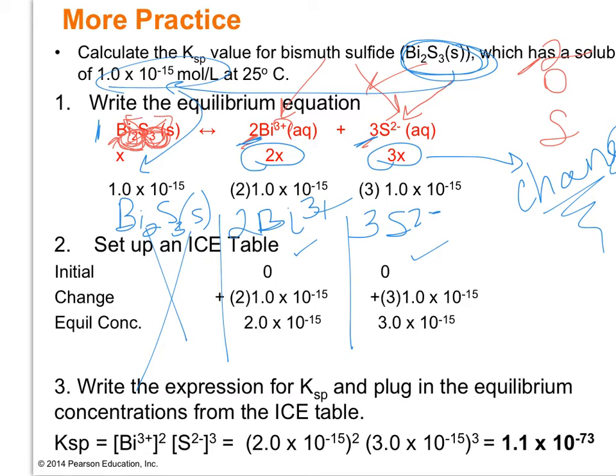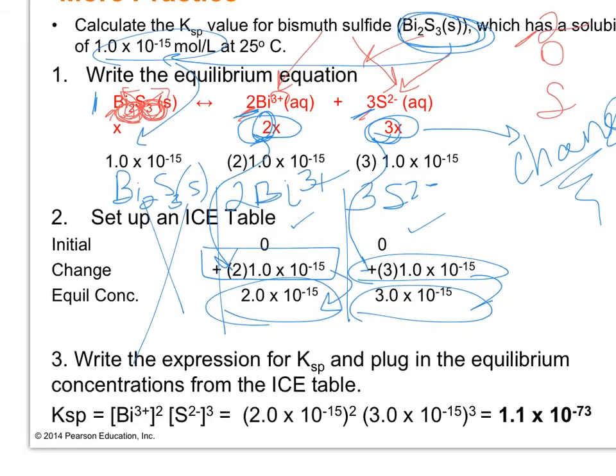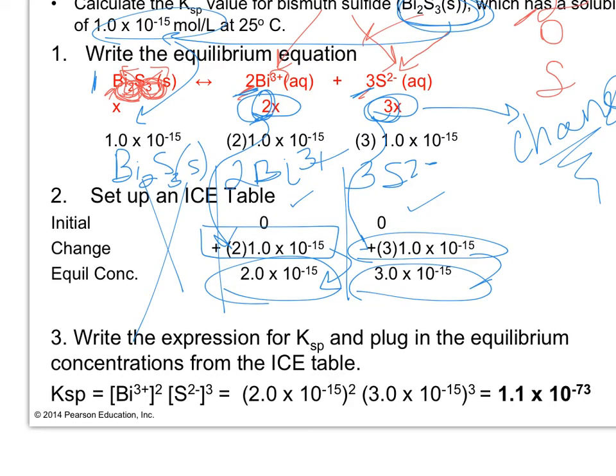So if you want the change for the bismuth ion, remember this coefficient of 2 comes down here, and the coefficient of 3 comes in under the sulfide. If we just carry out that math, we get the equilibrium concentrations of each of the ions. And once you have equilibrium concentrations, you're essentially done. Now all you're going to do is plug into the expression for KSP. So here's the expression for KSP.